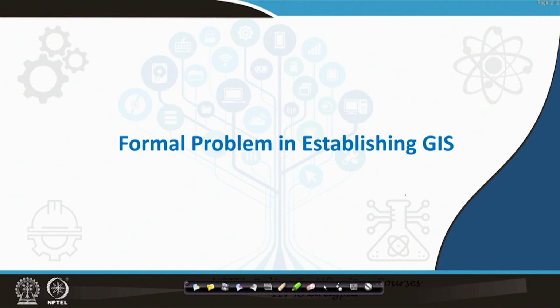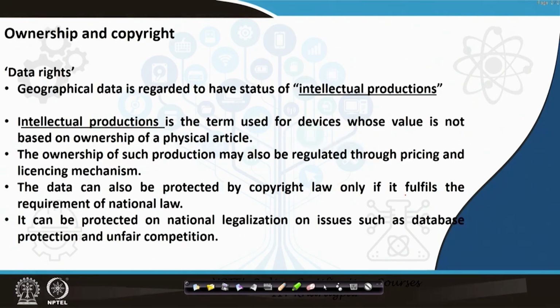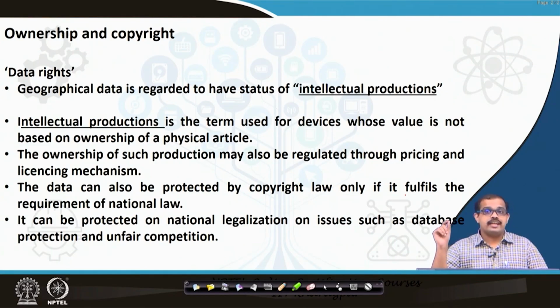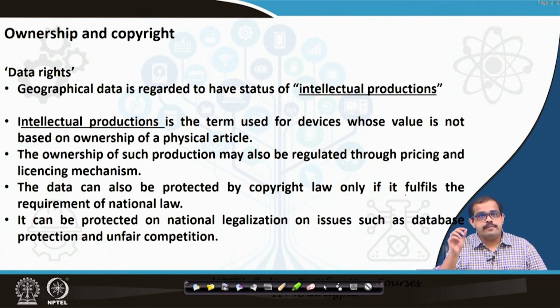Now, let us look at what are the formal problems in establishing GIS. If you want to look at GIS as an establishing factor, what may be the issues? The first issue that you would come across is ownership and copyright. So, you would have heard about data rights. Geographical data is always considered to be an intellectual production. So, it is regulated by IPs.